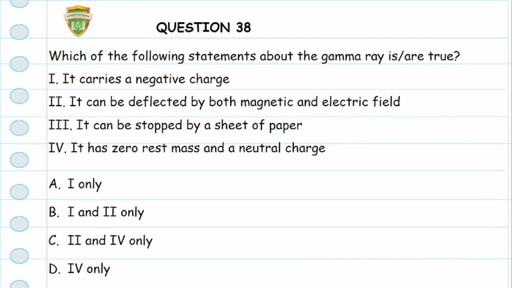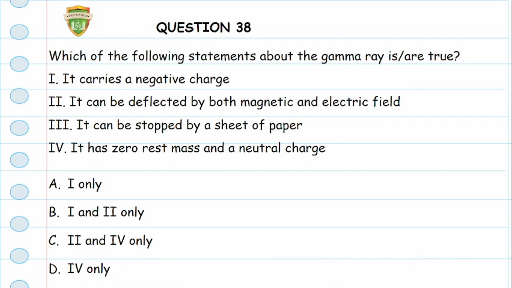Now, let's start from the first one. One says it carries a negative charge. But we know that gamma ray does not actually carry a negative charge. The type of particle that carries a negative charge are beta particles. So that removes one. Now the second one says it can be deflected by both magnetic and electric field, and that is also wrong because it's alpha and beta particles that are deflected.